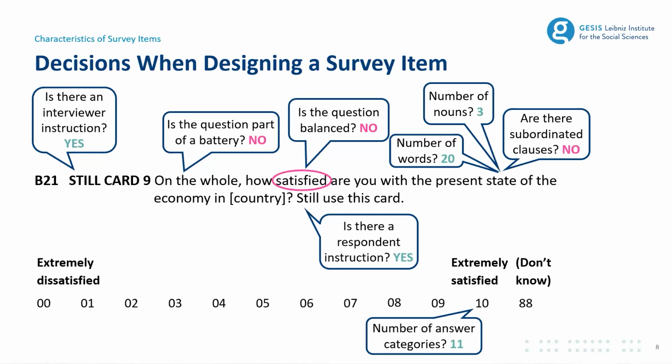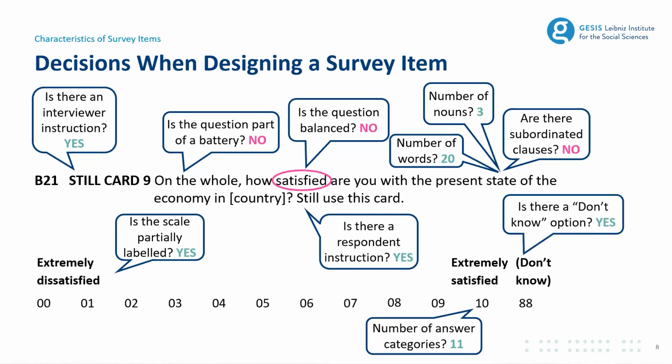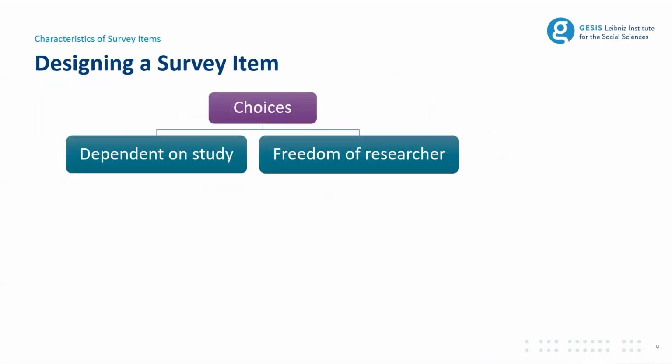Also very important are decisions that refer to your answer scale, such as how many categories do you want to have? Is it an 11-point scale, a 5-point scale, and so on and so forth? Do you want to label your scale, so every single point, or just partially label it? Do you want to offer a don't know option, and so on and so forth? So this is only a short glimpse on potential decisions that are important.